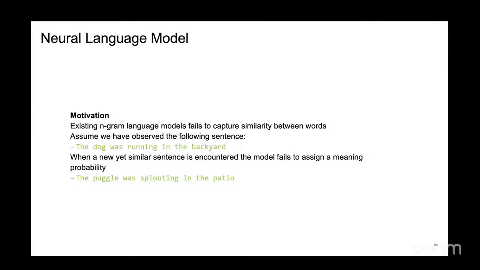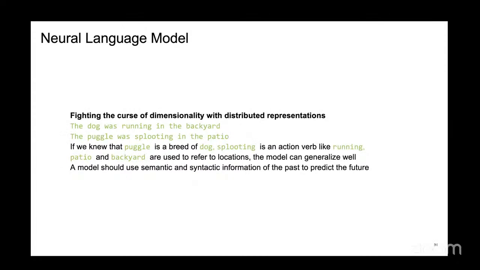So even though both the sentences mean the same thing, that's what the problem is, right? I also want to know that I can use different words in the same context. For instance, if we knew that Puggle is a breed of a dog and pottering is nothing but an action verb for running around in patio and backyard are similar, I can actually use this to build better models. That's what neural networks offered us: it not only helped us in some sense handle the unseen words, it also helped us to understand words which are similar to each other.